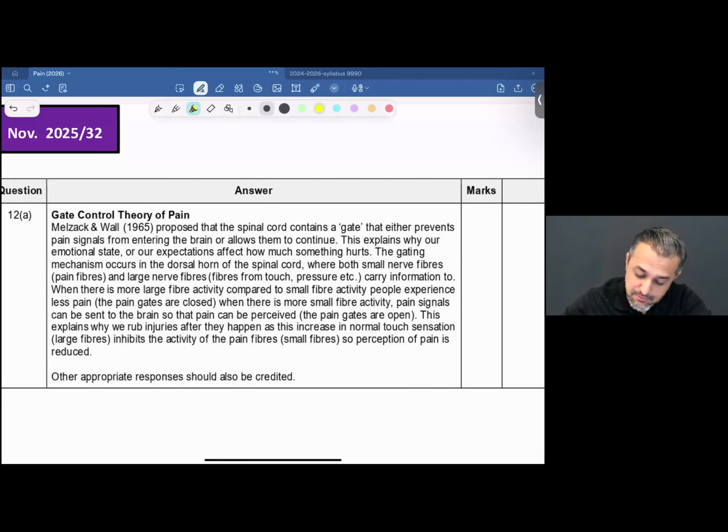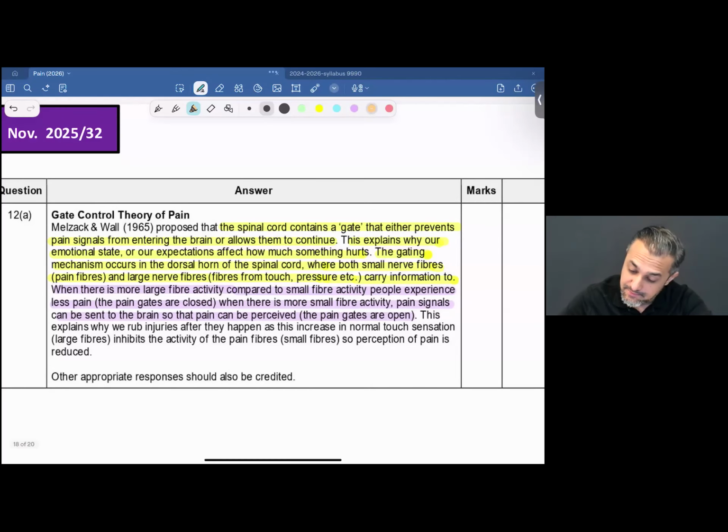Now, giving this a read, Melzack and Wall in 1965 proposed that the spinal cord contains a gate that either prevents pain signals from entering the brain or allows them to continue. That's exactly what I was explaining to you. This explains why our emotional state or expectations affect how much something hurts. The gating mechanism occurs in the dorsal horn of the spinal cord, where both small nerve fibers, pain fibers, and large fibers, that is fibers for touch, pressure, etc., carry information. When there is more large fiber activity compared to small fiber activity, people experience less pain. When there is more small fiber activity, pain signals can be sent to the brain, so the pain can be perceived. That is when the gate opens.